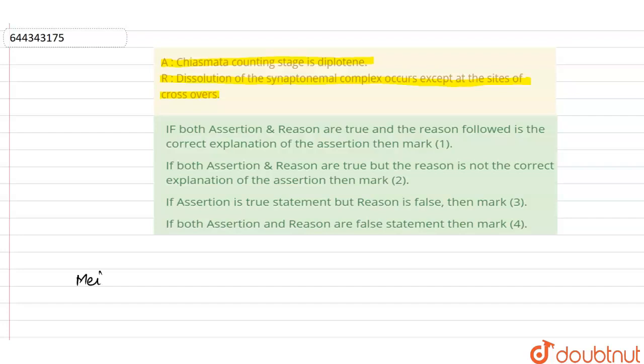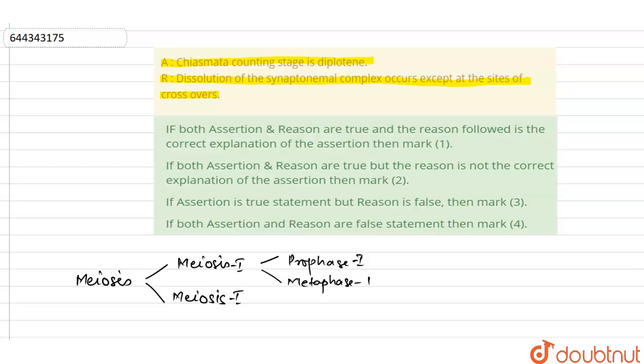So meiosis is divided into two stages, meiosis 1 and meiosis 2. Meiosis 1 is divided further into different stages. There is prophase 1, then there is metaphase 1, then there is anaphase 1, then there is telophase 1. So these are the different stages of meiosis 1.